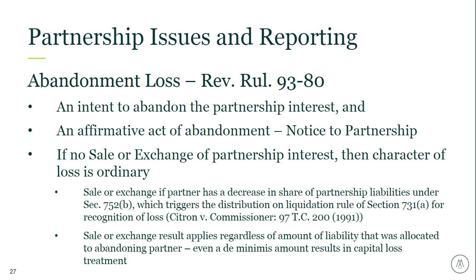One is the partner has to have an overt intent to abandon the partnership interest. And there needs to be an affirmative act of abandonment, which generally requires a formal notice to the partnership. The biggest trap that we've seen is that in order to get an ordinary loss on abandonment, there cannot be a sale or exchange of the interest. And if there are any liabilities still being allocated to that partner, this will trigger a sale or exchange, because when those liabilities go to zero upon abandonment, it's a deemed distribution under 752(b), and that distribution falls under the liquidation rules of 731(a), which leads to a sale or exchange, which converts an ordinary loss to a capital loss.